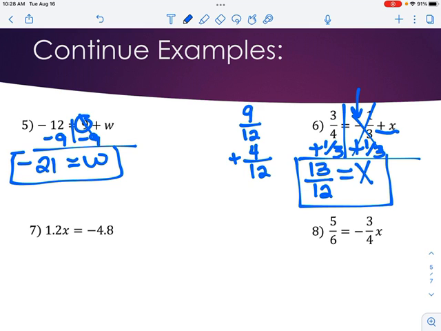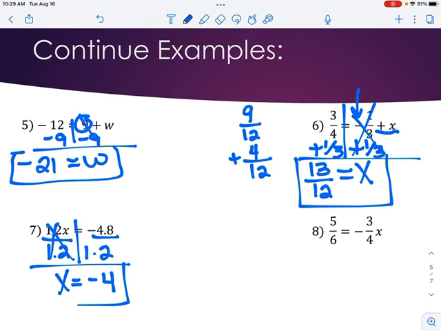Okay, let's try a number 7 here. So on number 7, I'm taking 1.2 and multiplying it to x. So to undo that, I'm going to divide by 1.2. So we start in and we say x is equal to, well, how many times does 1.2 go into 4.8? Well, that would be a negative 4 times. Okay, and that would get us that answer. Okay, over here, now this one is a little different.